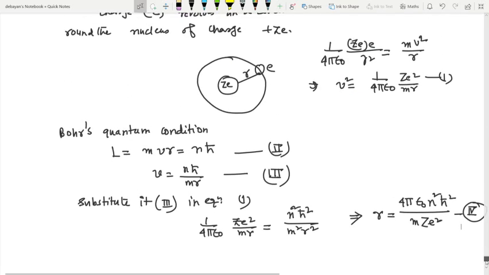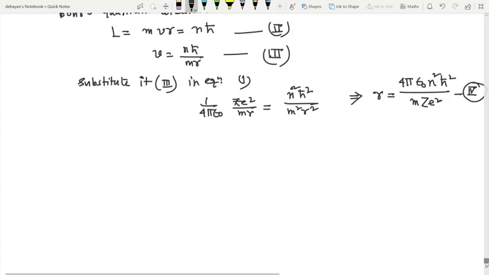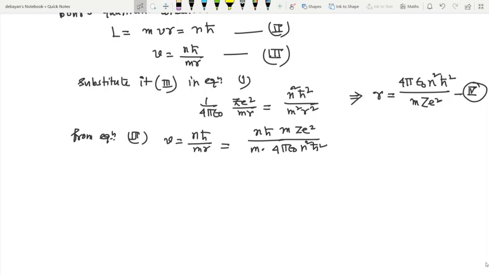Now we can also find the value of v, because from equation 3 the value of v is n h bar by mr. If we place the value of r there, 4 pi epsilon naught n square h bar square by m Z e square, then we get Z e square by 4 pi epsilon naught n h bar. That is equation number 5.